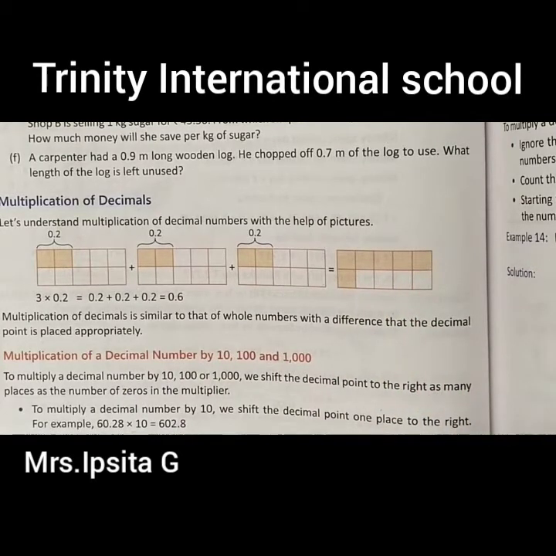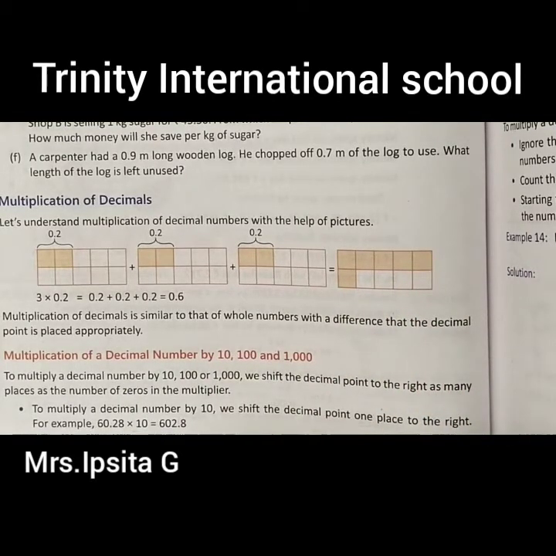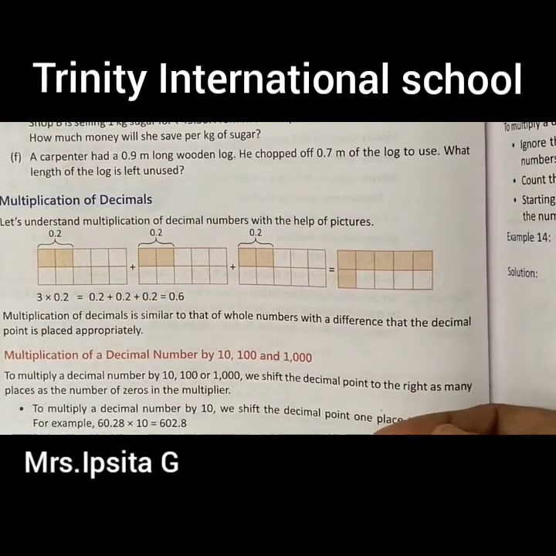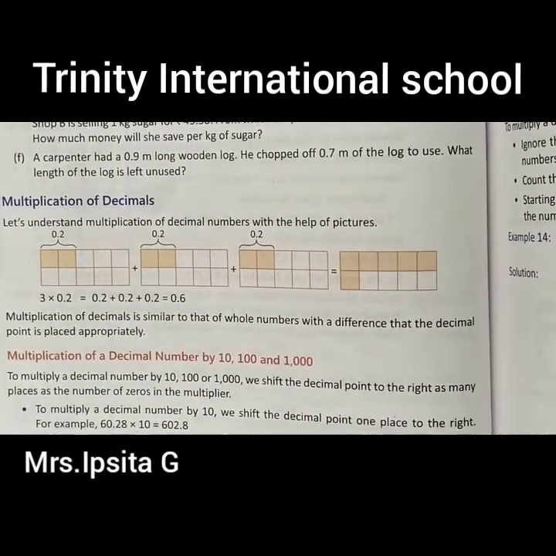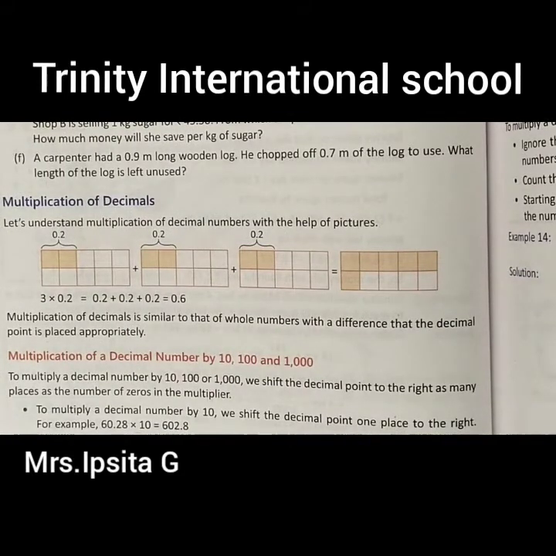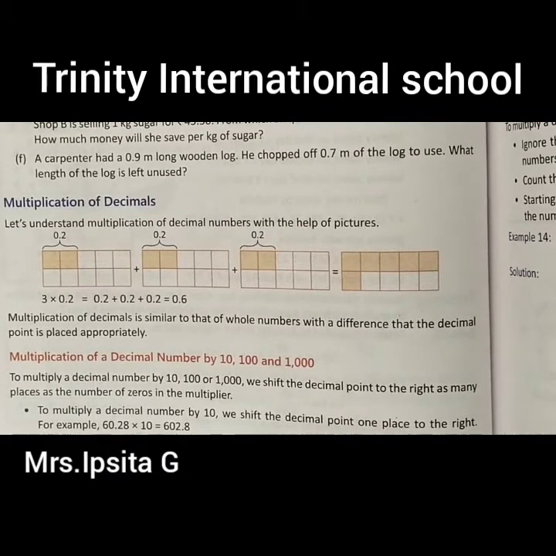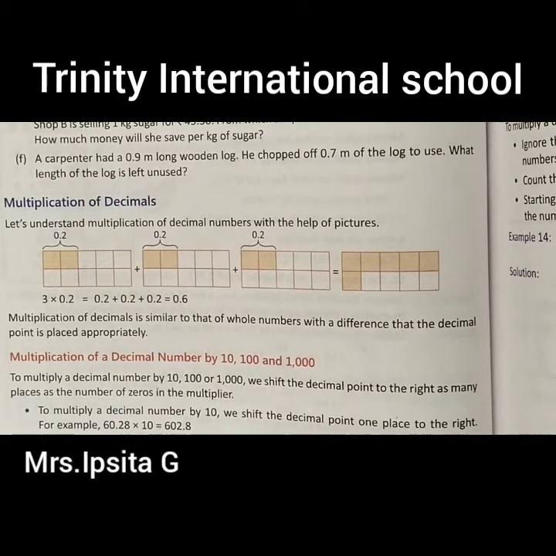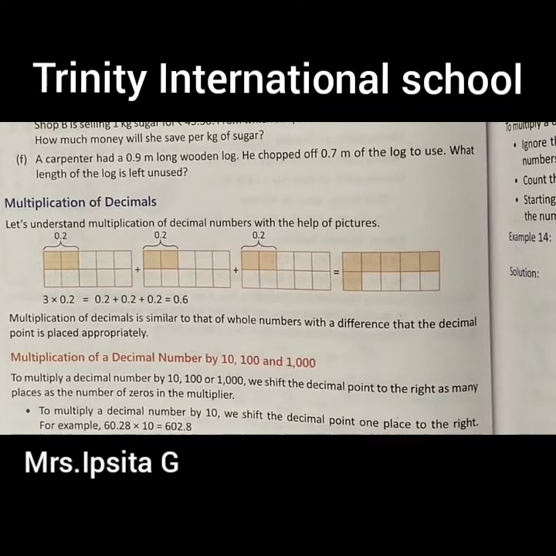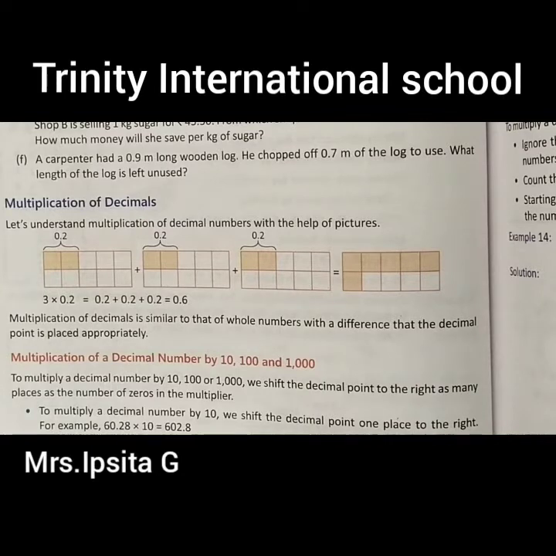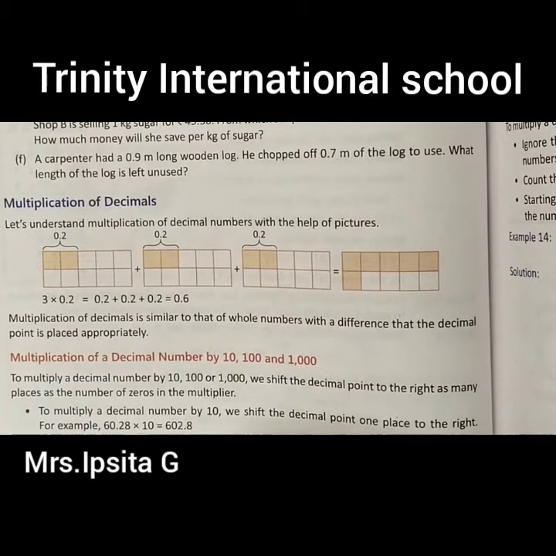Now what was the length of the log which is left unused? So again what you are going to do? You are going to subtract, isn't it? So first you are going to write that carpenter bought a log is equal to 0.9 meter. He used the log is equal to 0.7 meter. Now length of the log left unused is equal to 0.9 minus 0.7 meter.